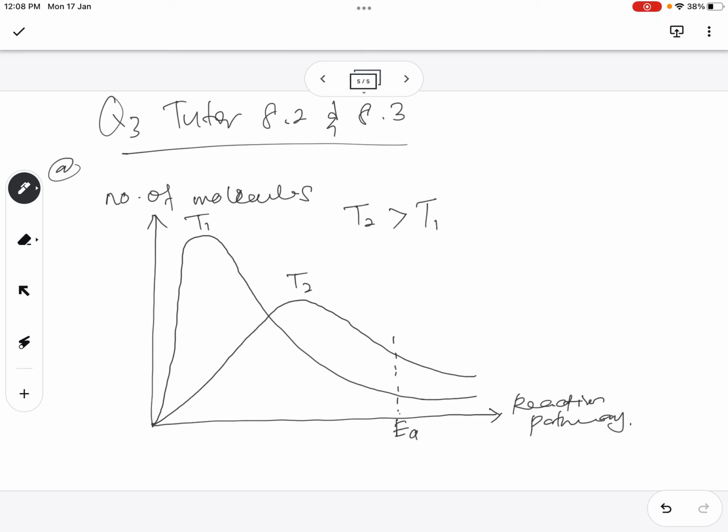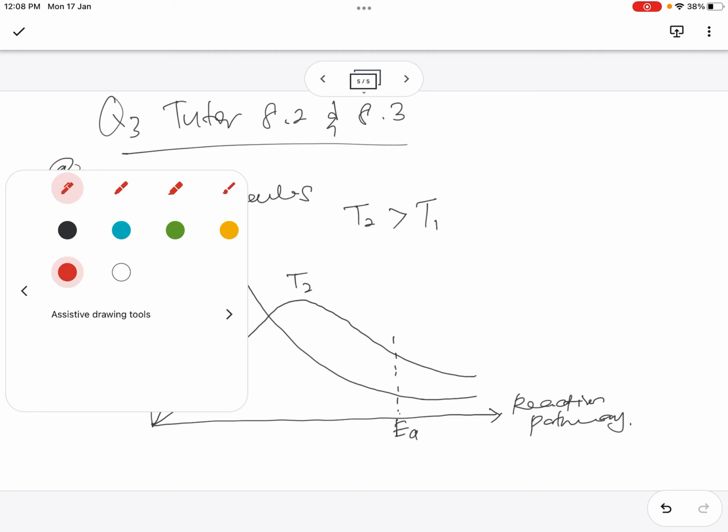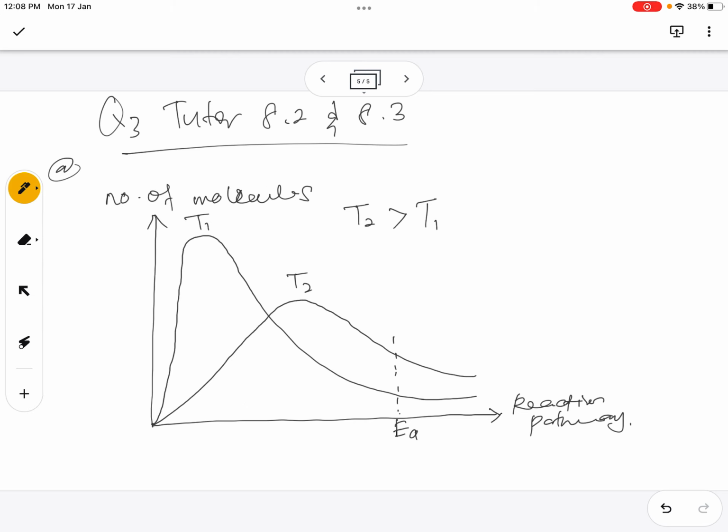Can you follow so far? Yes, sir. Okay, then we have to shade the areas. So I take this one. For T1, this is the area under the curve. And then for T2, this is the area under the curve. Can you see the area under the curve for T1 and T2?